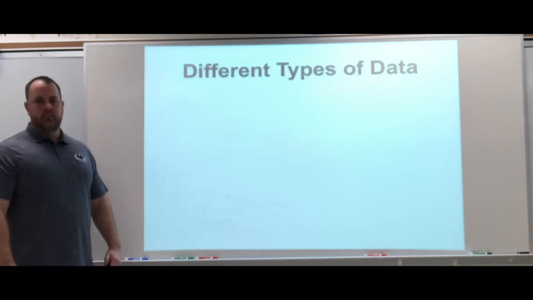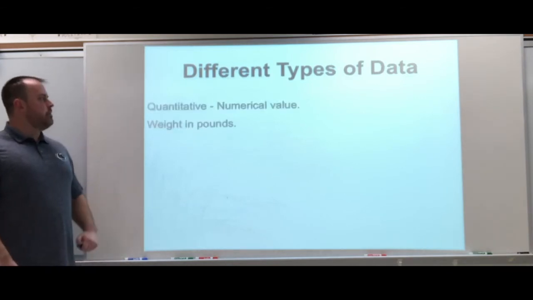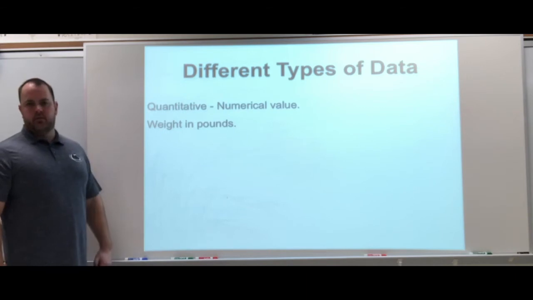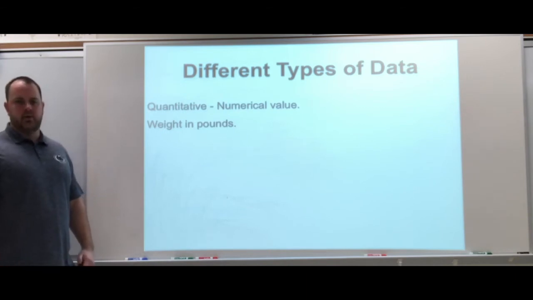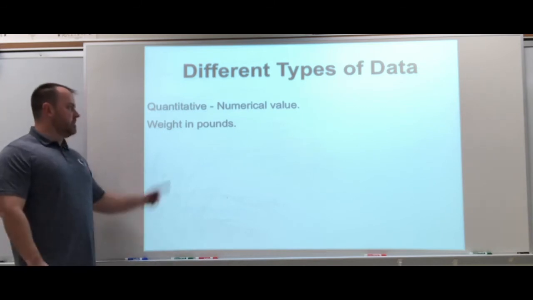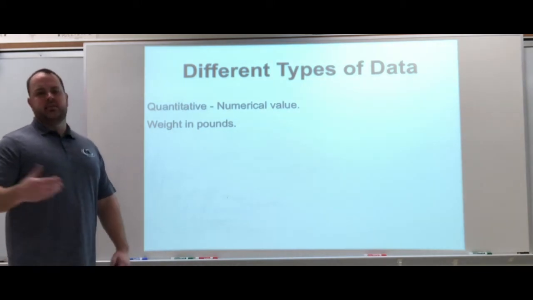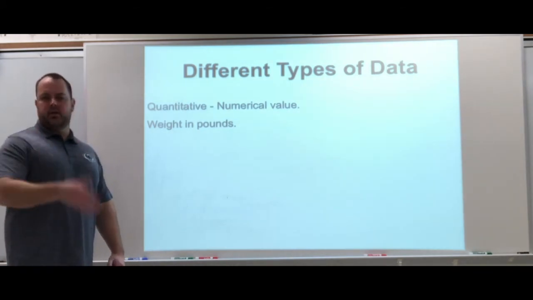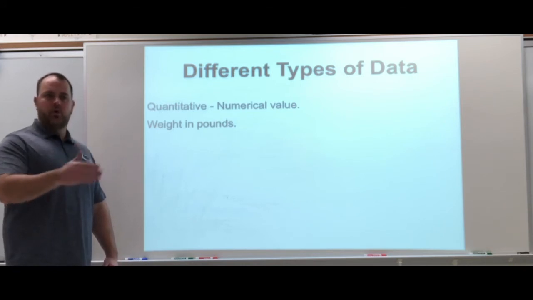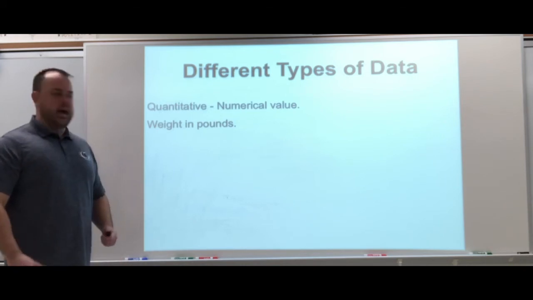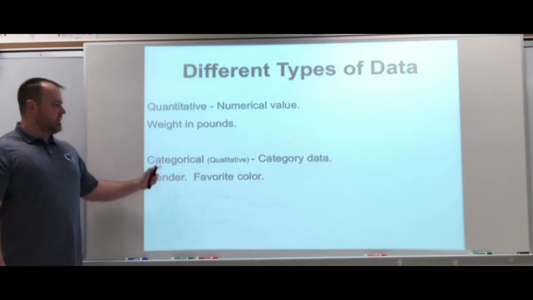Different types of data. Two types of data we're gonna look at. One is quantitative, which is numerical values. Okay, so we'll have a list of numbers. An example would be weight in pounds. Okay, so we're listing that a person is 150 pounds, 180 pounds, all numerical numbers that we can list out. The other one is categorical.